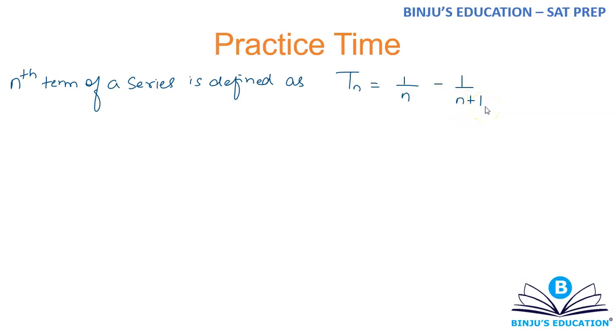Nth term of a series is defined as Tn is equal to 1 over n minus 1 over n plus 1. Find the sum of first 100 terms. Okay, find the sum of first 100 terms. Now let's first understand what exactly is given to us in the question.